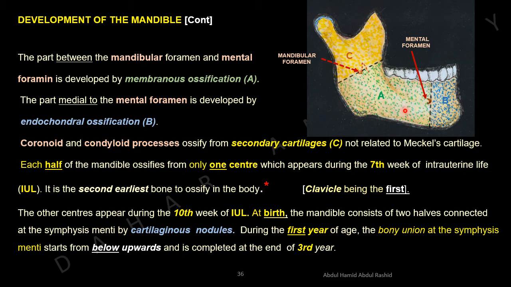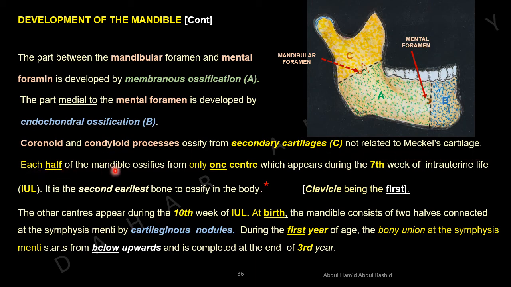The part medial to the mental foramen is developed by endochondral ossification, area B. The coronoid and condyloid processes ossify from secondary cartilages, C, not related to Meckel's cartilage.